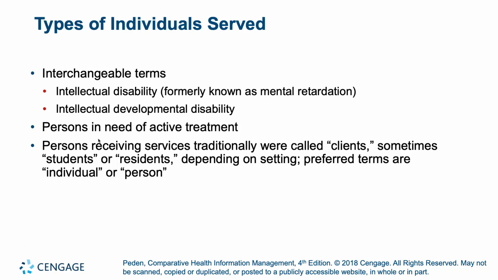These are people in need of active treatment. They receive services and are traditionally called clients, sometimes students or residents, depending on the setting. Often they prefer to be called an individual or a person. And I think that's really important to remember. Even though they have these types of disabilities, they are still an individual or person worthy of respect and certainly worthy of compassion and assistance.